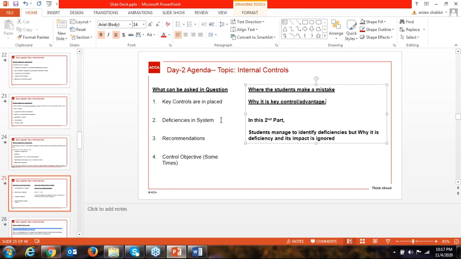This is the biggest mistake which the examiner mentioned in their article: students manage to identify deficiencies, but why it is a deficiency and its impact is ignored. So please highlight this. Students can give the recommendations. The examiner did not say anything about the recommendations, so this is okay from the student side.